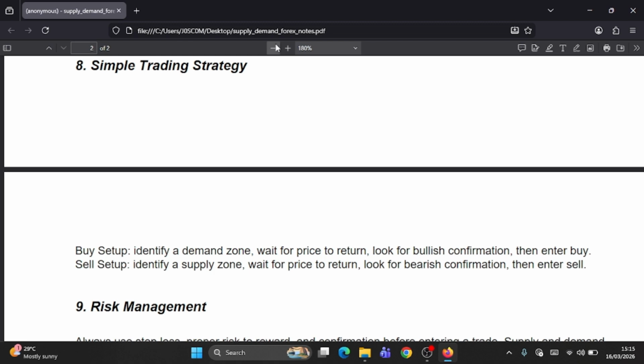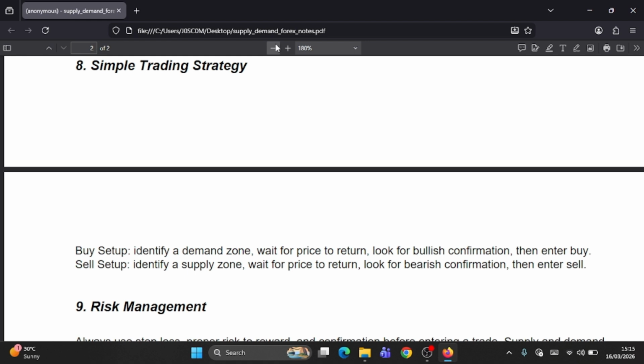Here are the steps I take when I'm taking a buy or a sell position. For a buy, I mainly focus on identifying a demand zone and waiting for the price to return or retest that zone. I look for a bullish confirmation, then enter a buy with proper risk management.